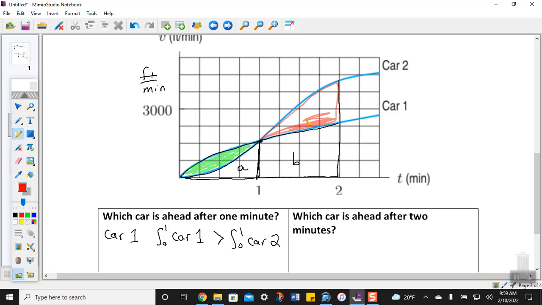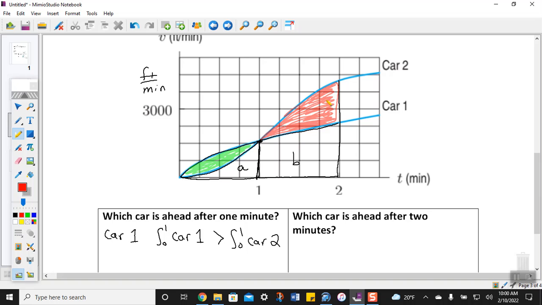Okay, visually looking at these, from start to minute 1, whose car was ahead? Car 1. Car 1 by that much, right? Yeah. But from minute 1 to minute 2, which car went a further distance? Car 2. By that much, right? Yeah. The question becomes in the first 2 minutes, which of these areas wins out? Car 2.